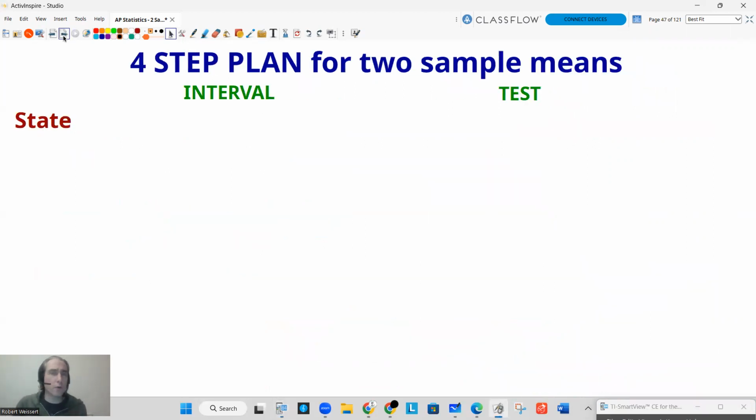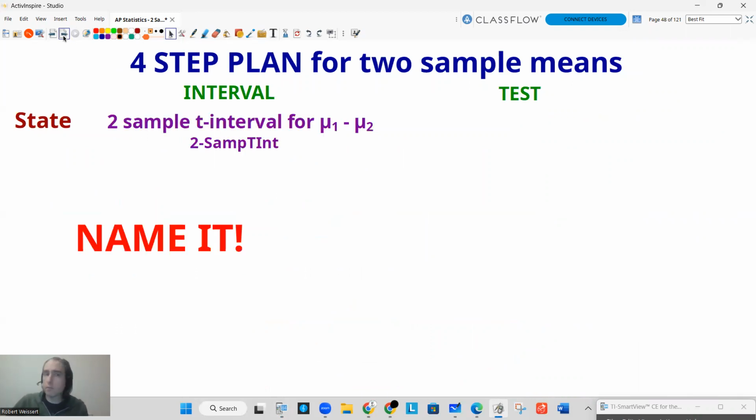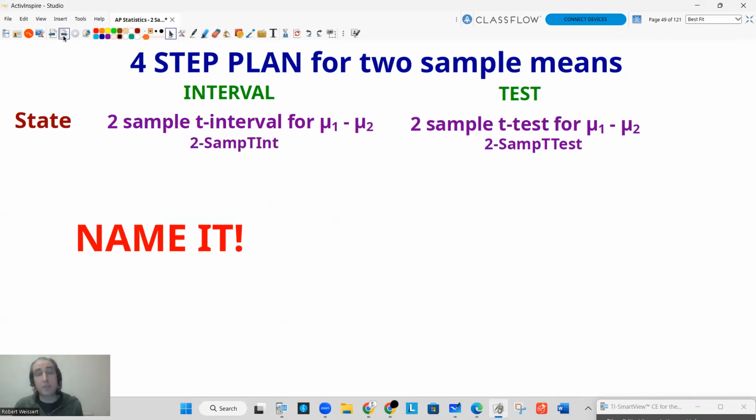Now let's just go over the 4-step plan. You're going to use the same 4 steps that you would do for any test or interval. Obviously, name it, whether it's an interval or a test. Your calculator's generic name, 2-SampTInt or 2-SampTTest, is fine to write, but it's better to write the actual name: 2-sample t interval for mu1 minus mu2, or 2-sample t test for mu1 minus mu2.